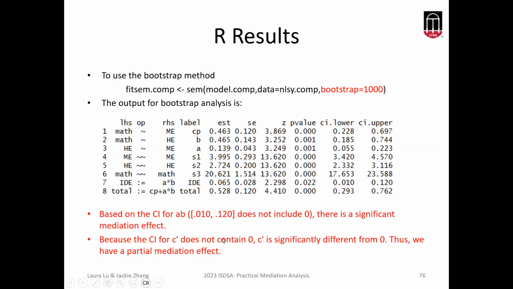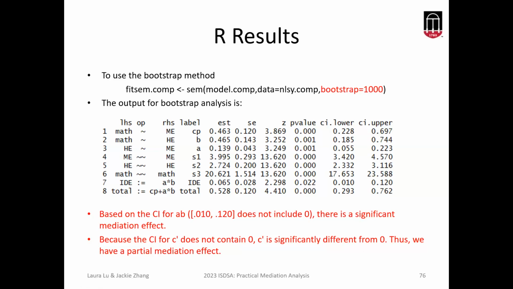Let's look at the results. The confidence interval for AB, the indirect effect: lower bound, upper bound, 0 is not inside this interval. So what does that mean? It is significant. 0 is not included by this interval, so there's a significant mediation effect. So the conclusion is consistent.